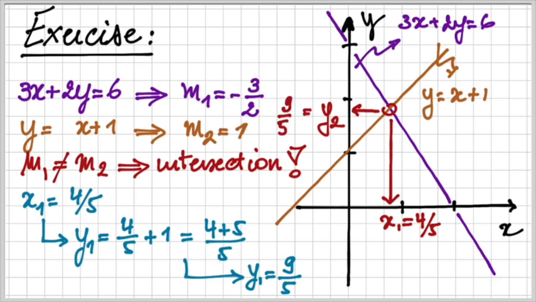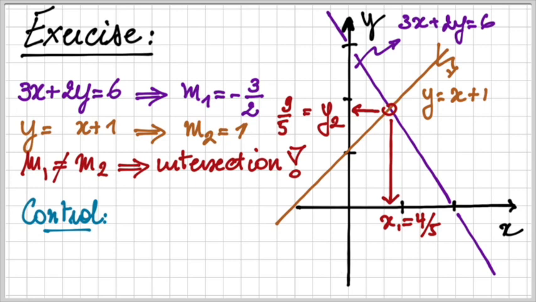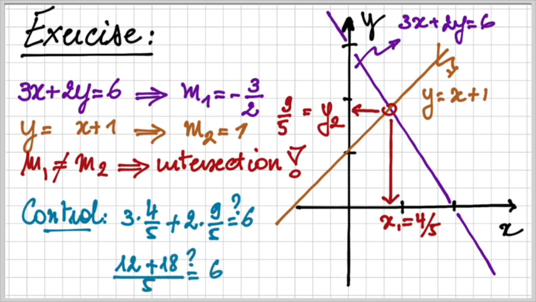Now we have the solution, we have the intersection, but now we have to verify, is this correct, yes or no? So the control, we put those numbers in the first equation, and we say that 3 times 4/5 plus 2 times 9/5, is this equal to 6? We have to prove this by completing the calculation and comparing the left-hand side with the right-hand side. Left-hand side, we find 12 plus 18 divided by 5. And when we control this, 12 plus 18 is 30 divided by 5 is 6. So basically, we see that left-hand side and right-hand side are both equal to 6.